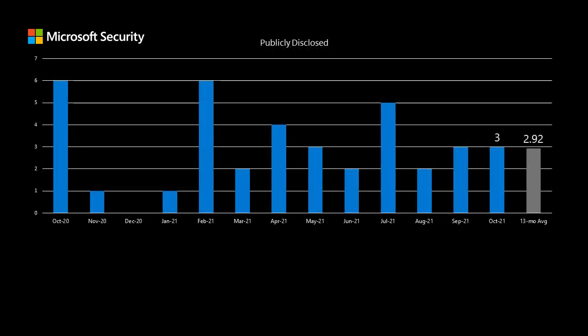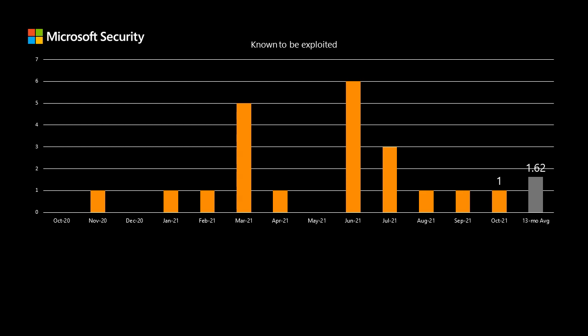Next, we'll look at the publicly disclosed vulnerabilities, and this month we have 3, which is just below our average over the past 13 months. Finally, the number of exploited vulnerabilities, which are vulnerabilities where at the time of release we've noticed some type of exploitation. This month we have 1, and that's just a shade below our 13-month average of 1.6.